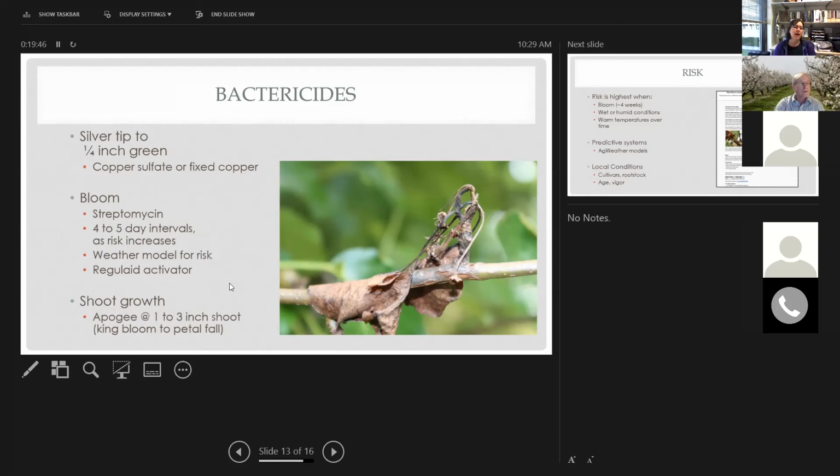Okay, and then the third phase is the shoot phase. And for the shoot blight phase, there's nothing that we can do once shoot blight begins. If you have an aggressively growing orchard or tree cultivars, use Apogee, which is a growth regulator, at king bloom to petal fall. So applying it, you will see it takes a couple of weeks for it to actually become active, but it will slow down that aggressive growth later in May, which is when the shoots become infected for that last phase.